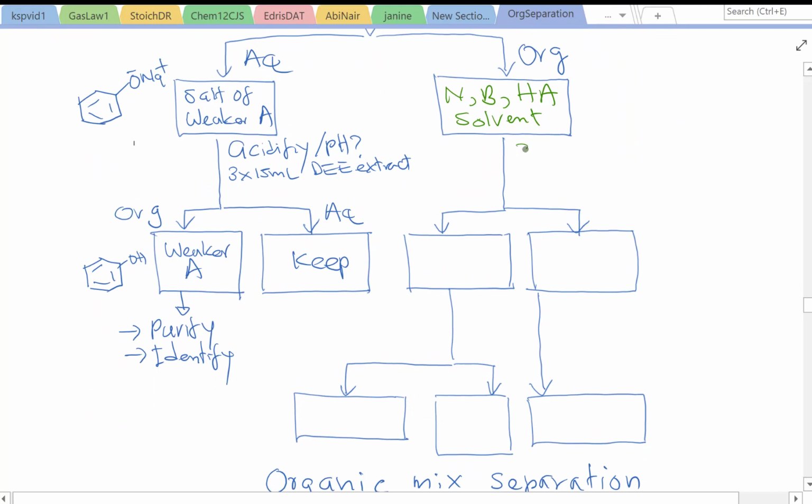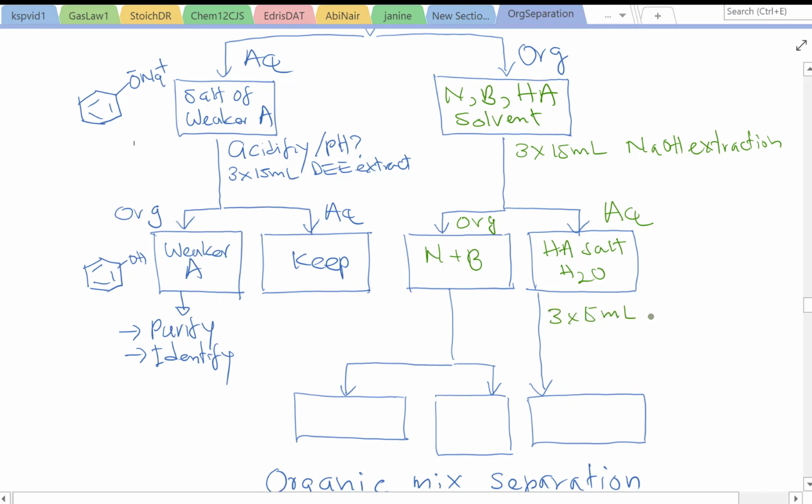For the three component mixture idea, 3 times 15 milliliter dilute sodium hydroxide extraction, and then we separate the aqueous and organic layers using the sep funnel. You have the acid salt, like sodium benzoate, and you have the neutral plus the organic base here, right? So now you have the salt. You need to have 3 times 15 milliliter extraction.